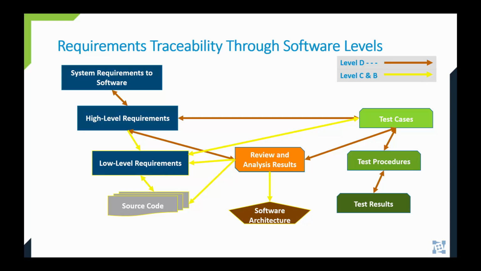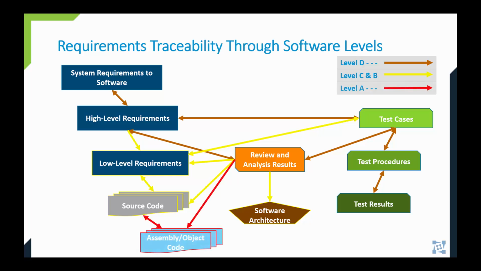For levels B and C, how the source code has been developed becomes important, and so we now need to ensure bi-directional traceability from the high-level requirements to the low-level requirements, and then to the source code. Finally, for level A projects, there is the need to trace not just down to the source code, but since the source code is compiled into executable object code, then traceability is also required down to the executable object code.